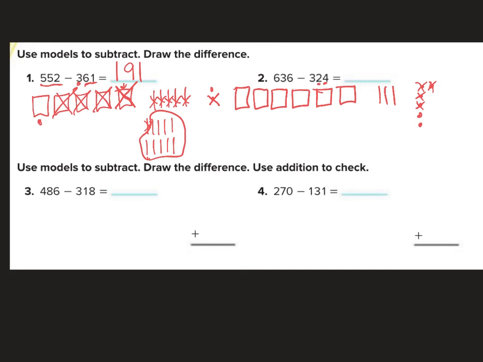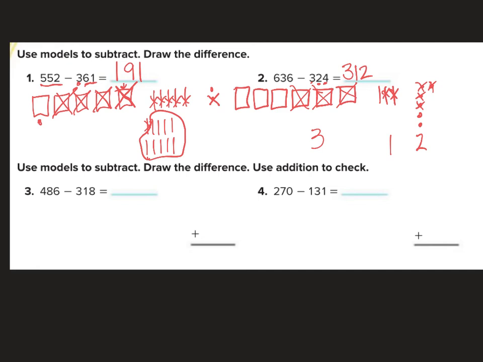Now I need to subtract 2 tens. 1, 2. Left with 1 ten left over. So I've got 2 ones, 1 ten, and then I need to subtract 3 hundreds. 1, 2, 3. So I'm left with 3 hundreds. So my final answer is 312. That one didn't even have any regrouping, did it? That was pretty straightforward. So let's do the next one.